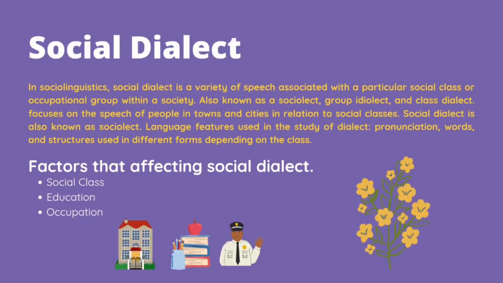Social dialect. In sociolinguistics, social dialect is a variety of speech associated with a particular social class or occupational group within a society. Also known as a sociolect, group idiolect, and class dialect. Factors that affect social dialect are social class, education, and occupation.